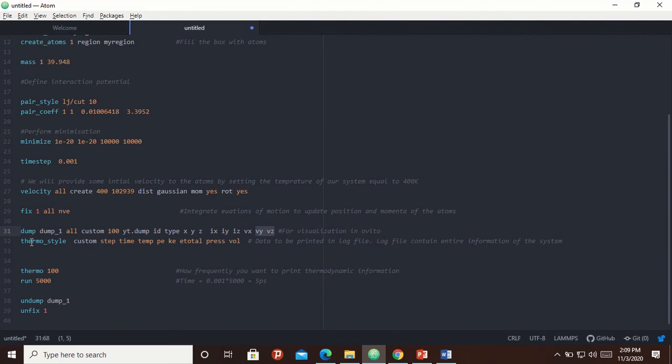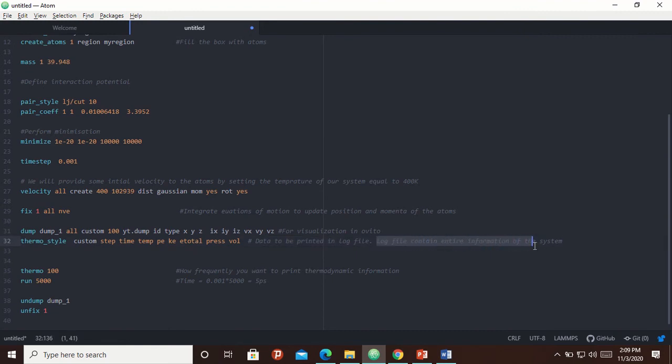Okay, now comes the thermo_style command. The thermo_style command is basically used to print data in the log file. Okay, so what is a log file?